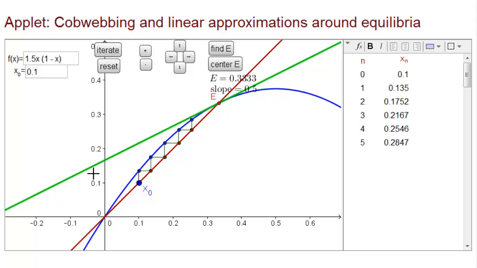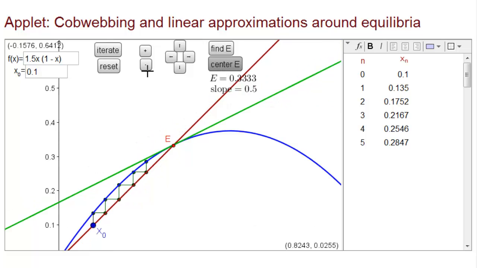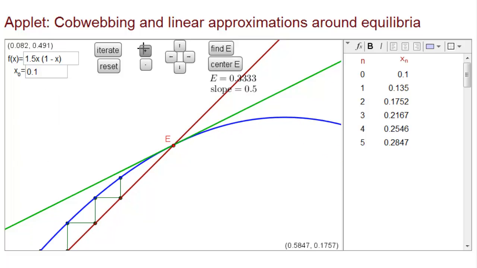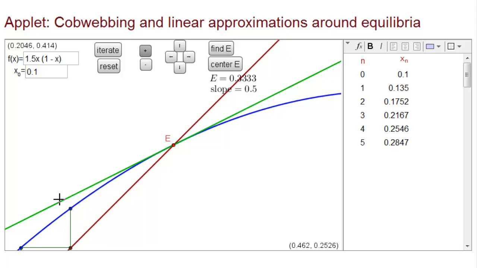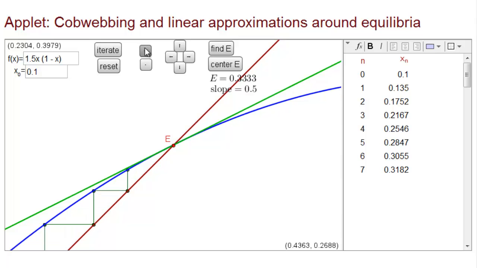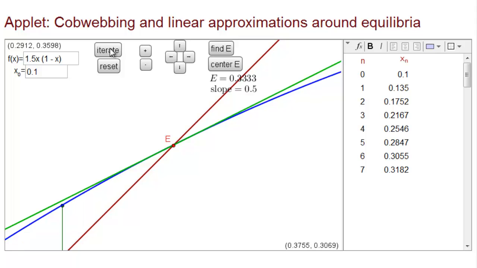The applet then also calculates a linear approximation to the function that is a good approximation to the function near the equilibrium. The green line is something we'll learn more about later. It's called a tangent line, and it is very close to the graph of the function, the blue curve, around the point E. To see this, we can center the equilibrium by clicking Center E, and then zoom in with the plus sign. As we zoom in, we can see that the tangent line, the green line, closely approximates the blue curve. For this reason, cobwebbing the function itself, using the blue curve, is very similar to what you'd get if you cobwebbed the green line. The more we zoom in, the closer we see the green line becomes to the blue curve.